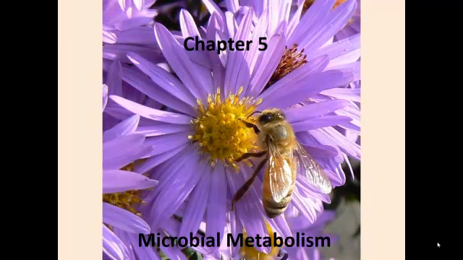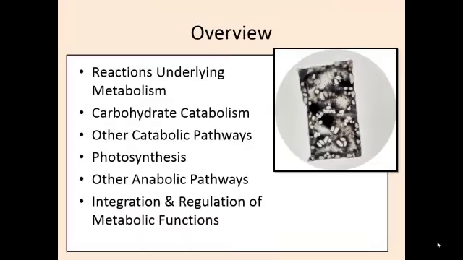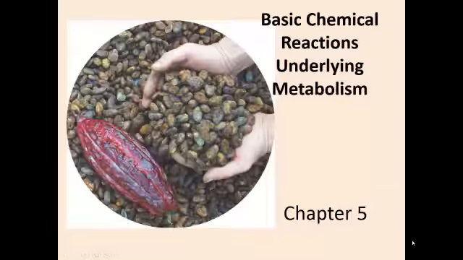Chapter 5, Microbial Metabolism. In this chapter, we're going to be covering reactions underlying metabolism, carbohydrate catabolism, other catabolic pathways, photosynthesis, other anabolic pathways, integration and regulation of metabolic functions. So I'm going to be covering reactions underlying metabolism because this overview is very short. And then we'll hit each of these others separately, except for other anabolic pathways and integration and regulation of metabolic functions, which we'll cover together. So let's begin the first topic, basic chemical reactions underlying metabolism.